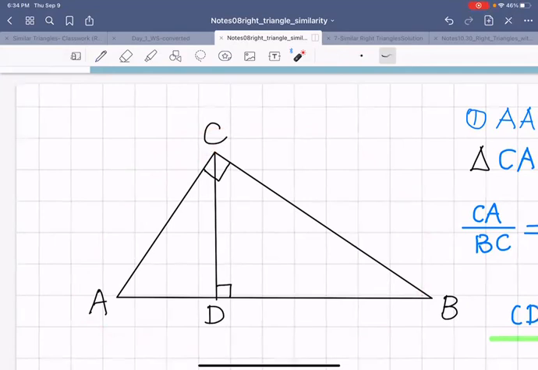CD squared equals AD times BD. Good. CA squared equals BA times AD. Good. And then CB squared equals DB times BA. Good. How do we remember this? Look, this guy as a center, this guy is a geometric mean between this and this. This guy is a geometric mean between this and this.